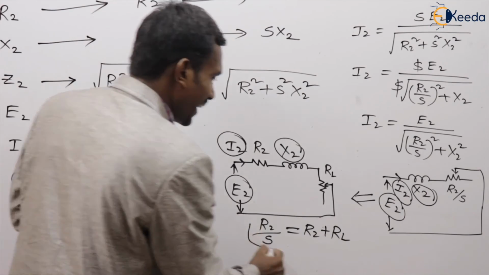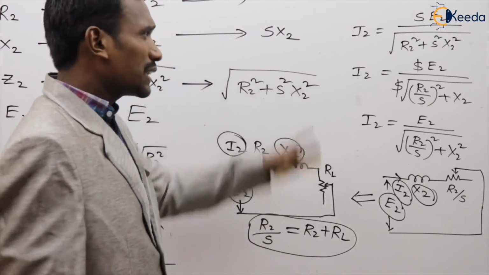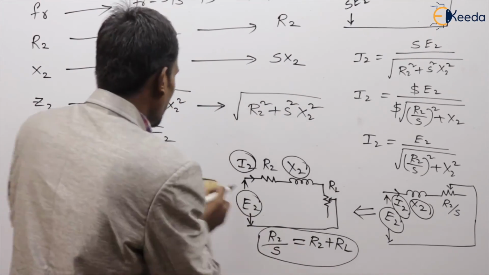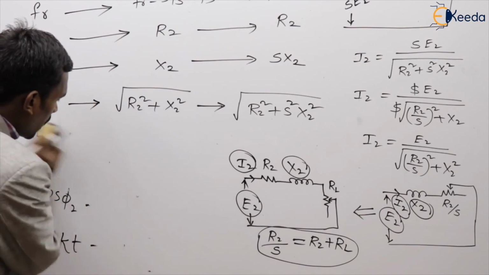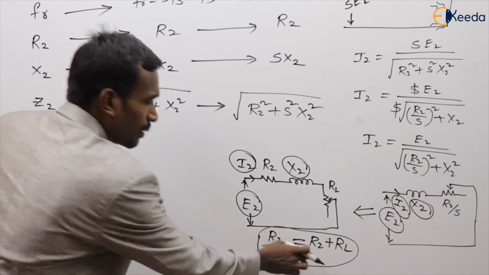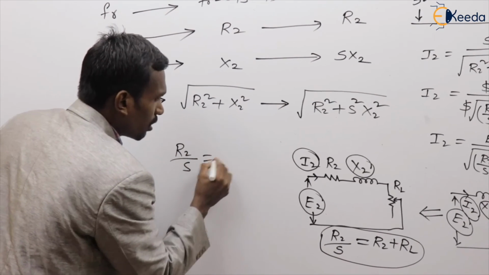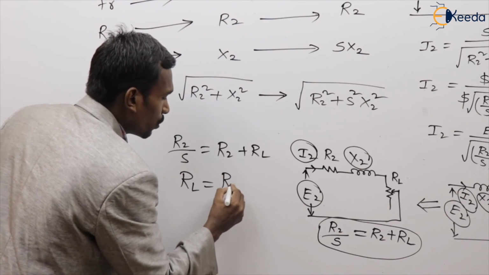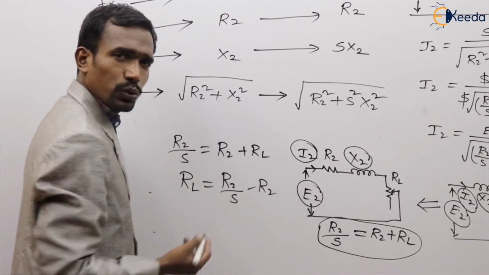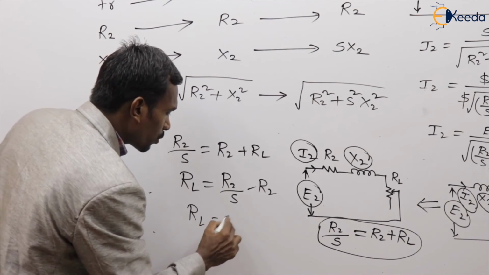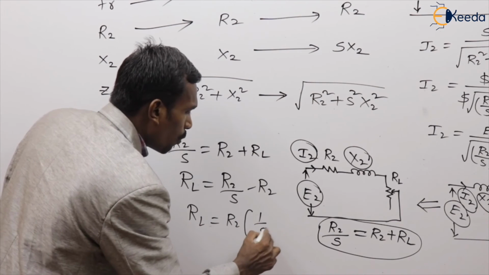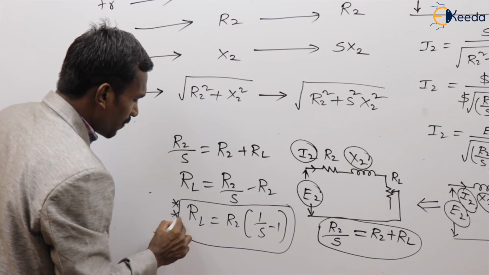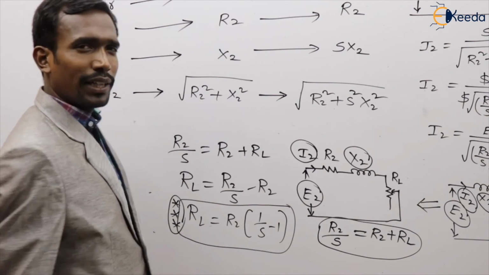Now my aim is to find the load resistance. That's why I came up to here. Can you tell me what the load resistance is for my machine? R2 by S is equal to R2 plus RL. I want RL. RL is equal to R2 by S minus R2. RL is equal to R2 into (1 by S minus 1). This is a very, very important formula.